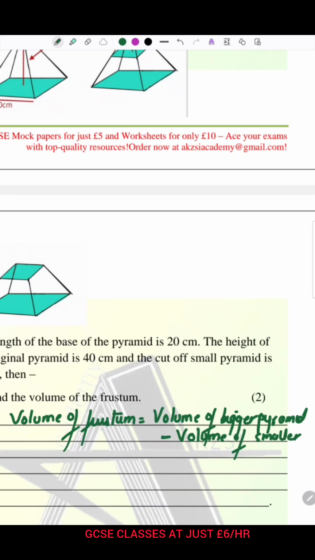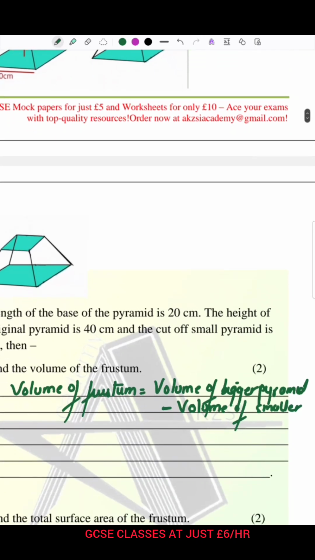Always remember, that doesn't apply in total surface area. Don't do this: total surface area of frustum equals total surface area of bigger pyramid minus the smaller pyramid. You will end up getting the wrong answer. For volume we can do that, but not for the total surface area.